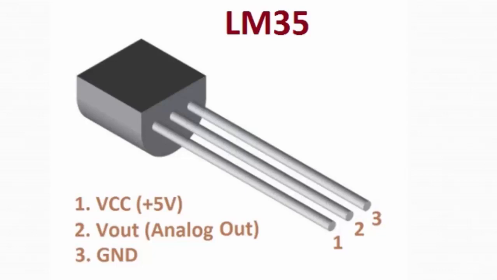It consists of 3 pins. VCC pin, this is given to a plus 5 volt power supply. Vout pin, this is the analog pin of the LM35. Ground pin, this is given to ground.